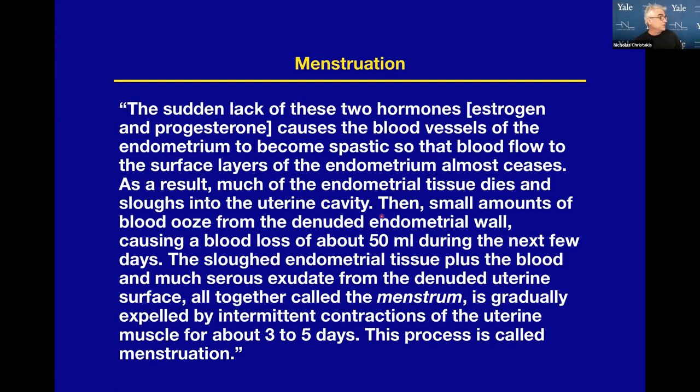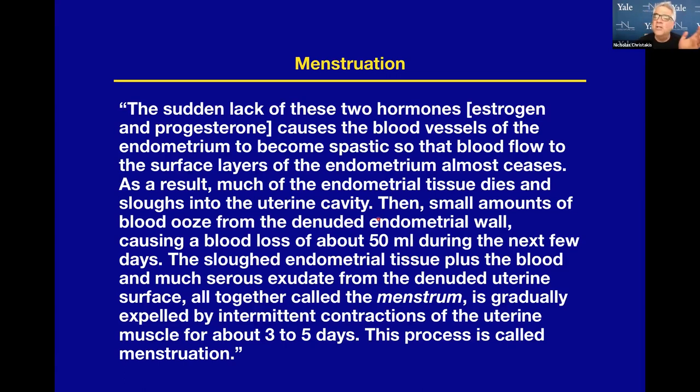the next few days. The sloughed endometrial tissue plus the blood and much serous exudate from the denuded uterine surface, altogether called the menstruum, is gradually expelled by intermittent contractions of the uterine muscle for about 3 to 5 days. This process is called menstruation.